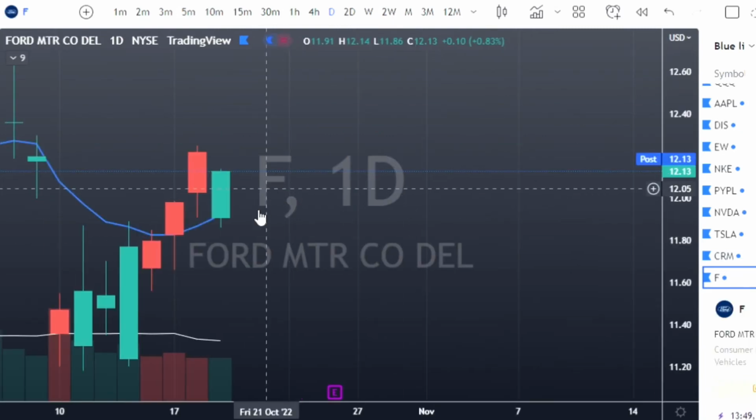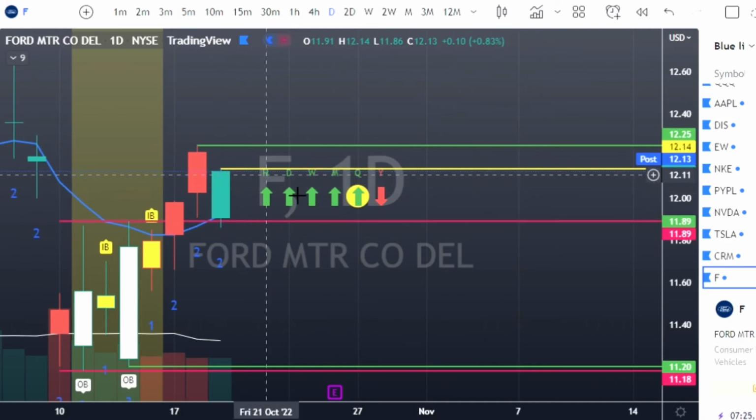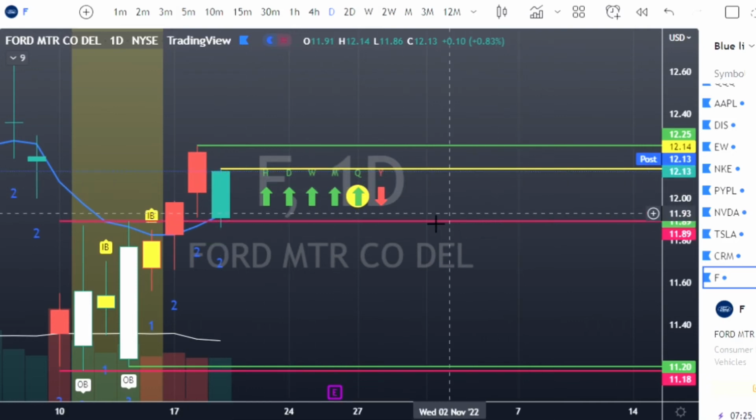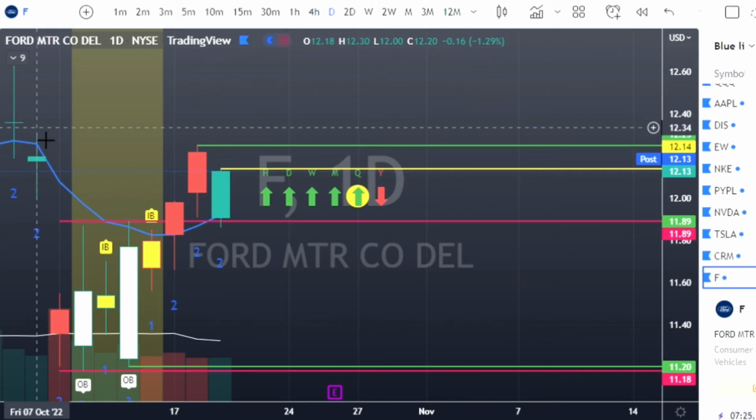Okay, Ford Motor Company, 2 down green. This is a big bullish green candle. We've got calls we can take at 12.14. First targets at 12.25. And we've got full time frame continuity to the upside.